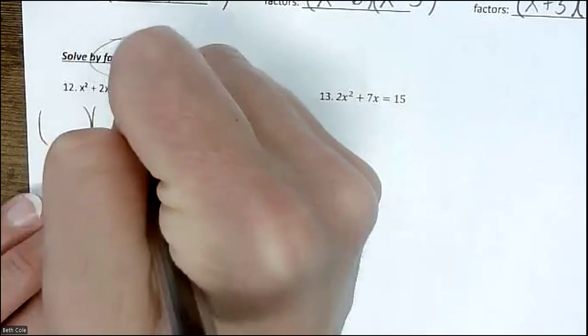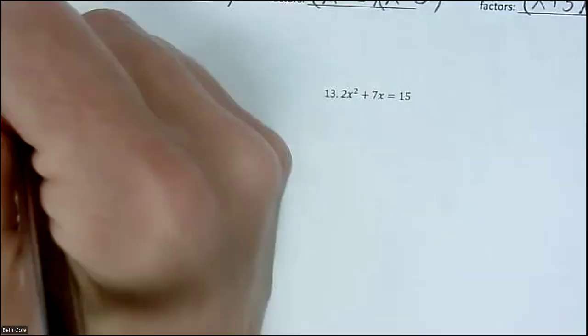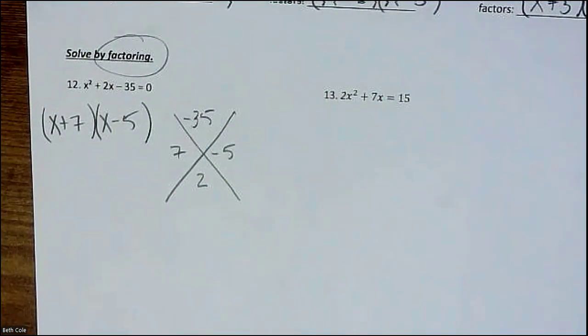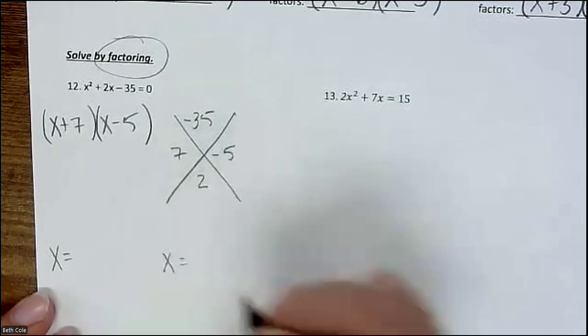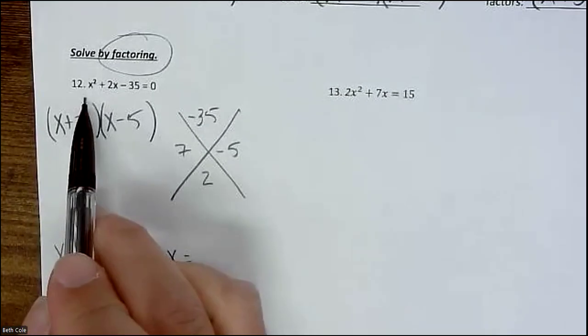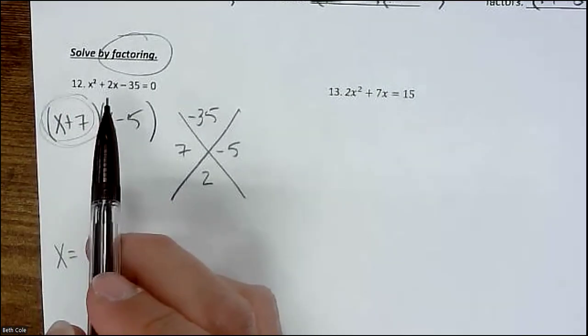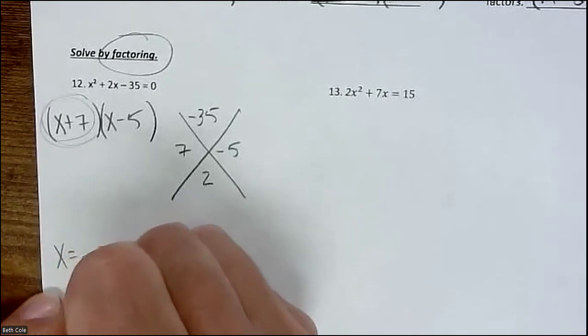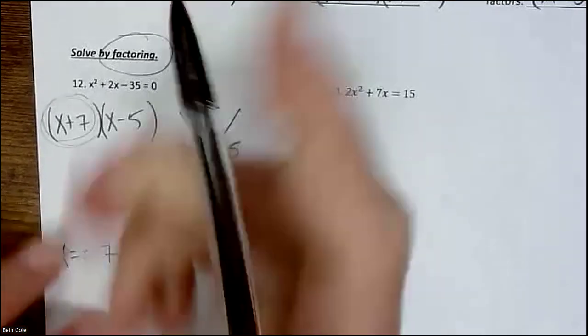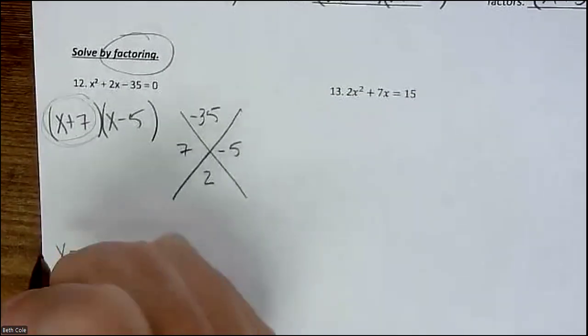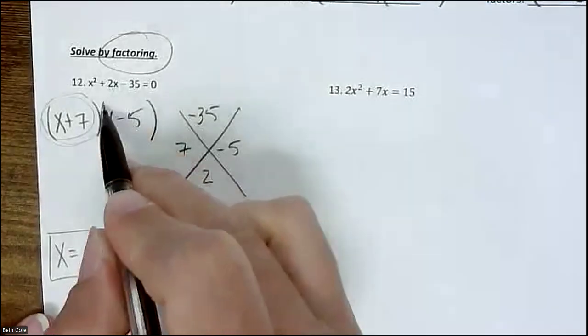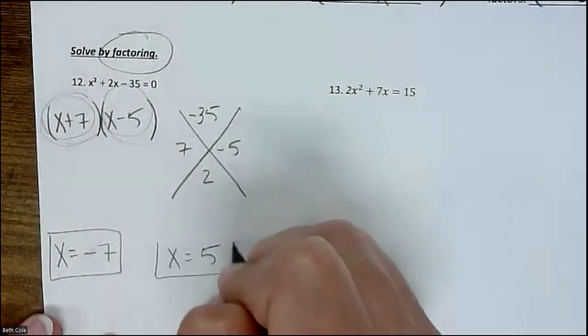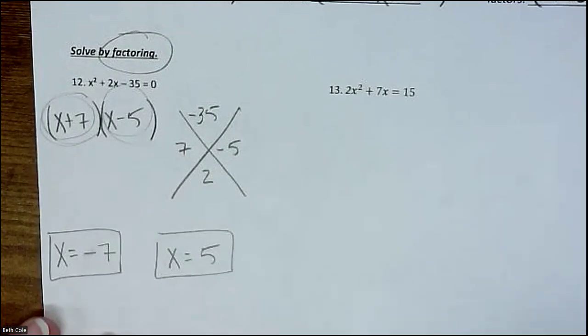So draw your 2 parentheses. It's x plus 7, x minus 5. And we've done that before. You just have one extra step where you're going to state the answers. So what makes this 0? Hint, it's opposite. -7, good job. Sorry, my negative looked a little weird. Because -7 plus 7 is 0. And then this one is 5, because 5 minus 5 is 0.